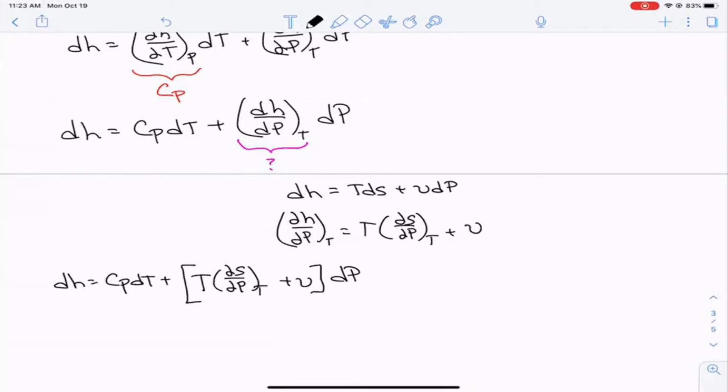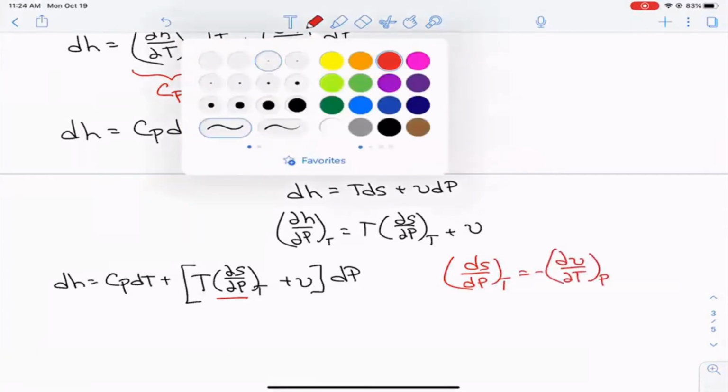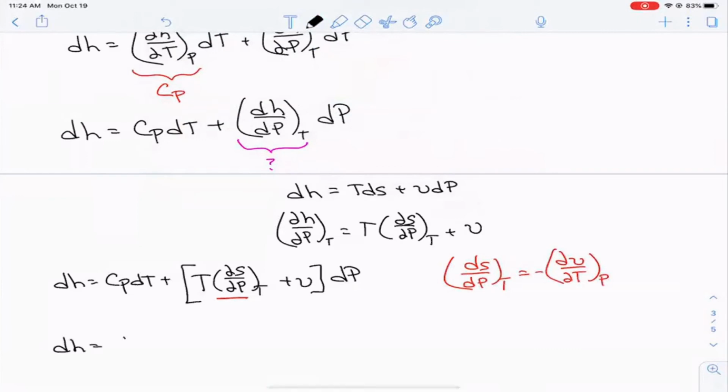And this time, we're going to use the Maxwell relation from the Gibbs free energy to substitute here. We said just a few minutes ago that (∂S/∂P) at constant T equals minus (∂V/∂T) at constant P. And so that means that dH is equal to Cp dT plus T times, or minus T, times (∂V/∂T) at constant P plus V dP.